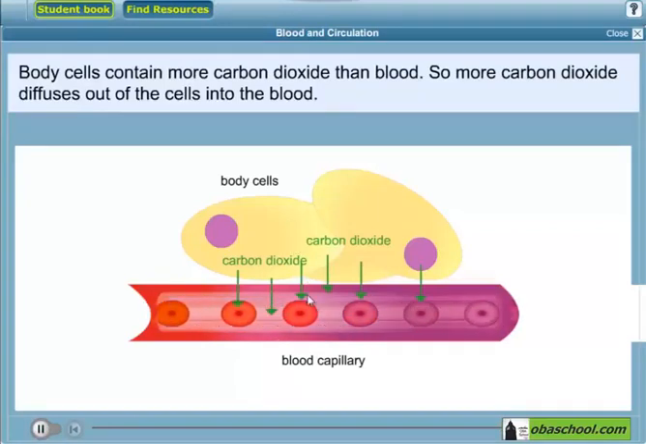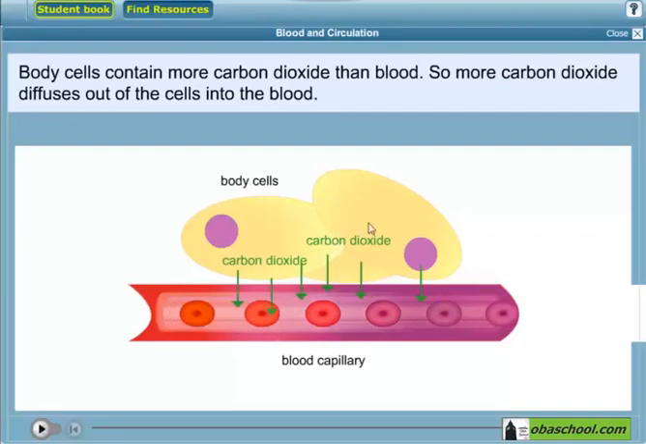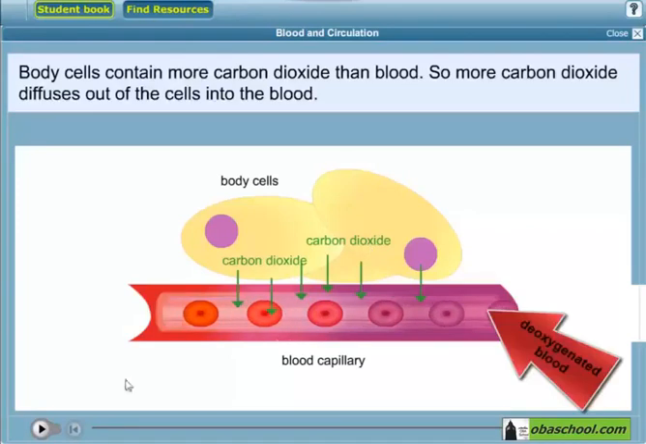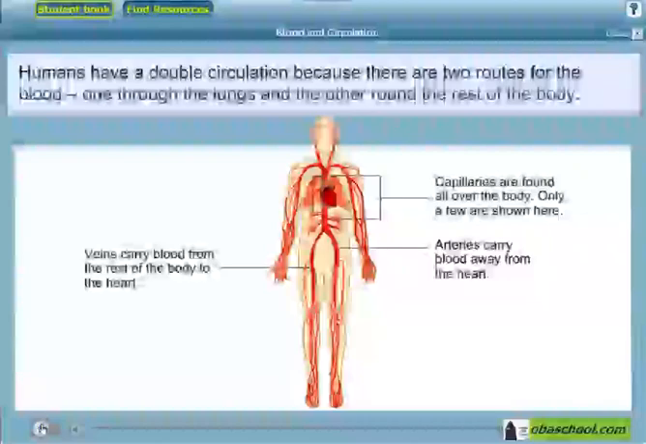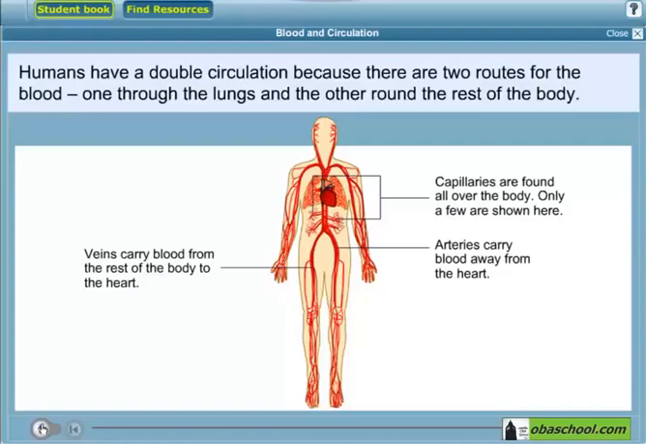So at the level of the capillaries surrounding the cells, we have oxygenated blood entering. Diffusion happens, so the oxygenated blood becomes deoxygenated, and now deoxygenated blood will leave the capillaries surrounding the body cells. So this is the double circulation in the human body.